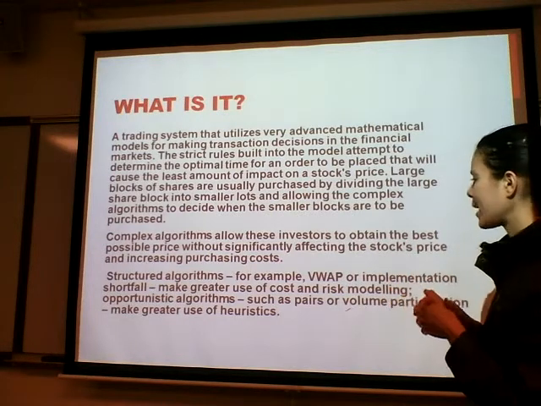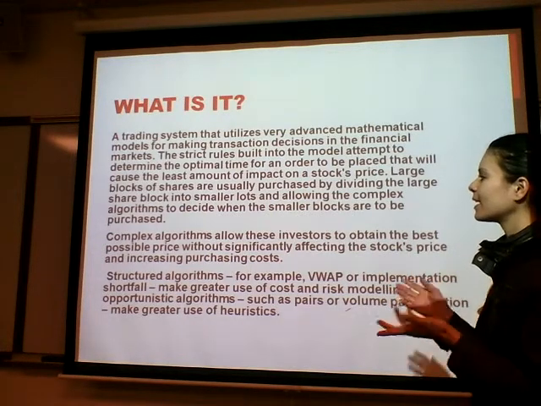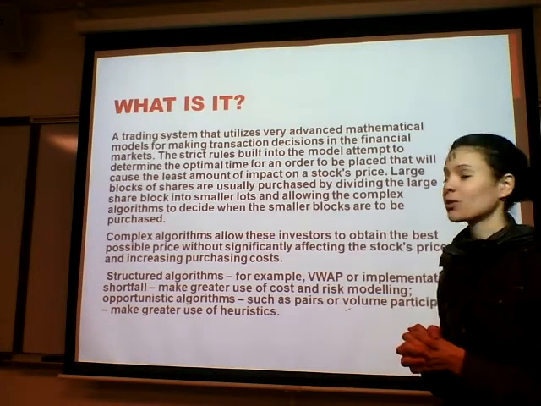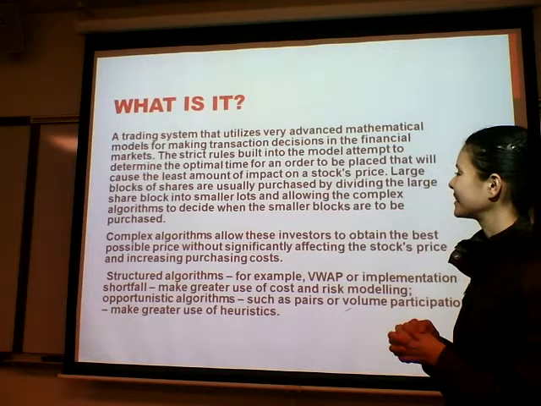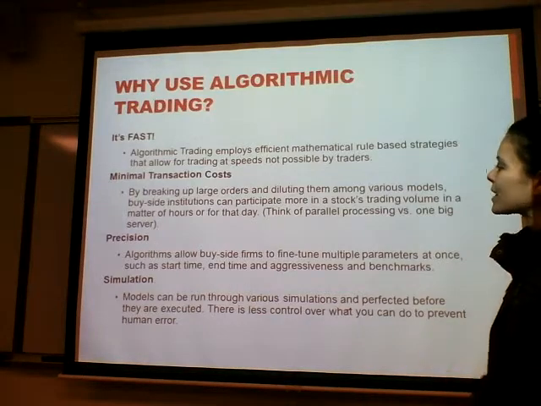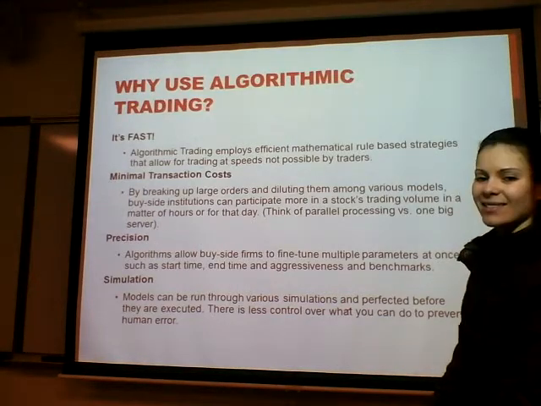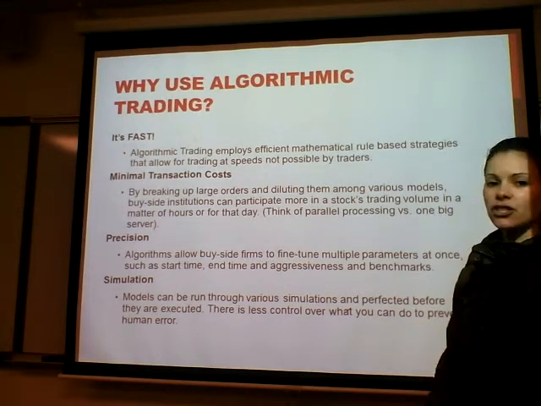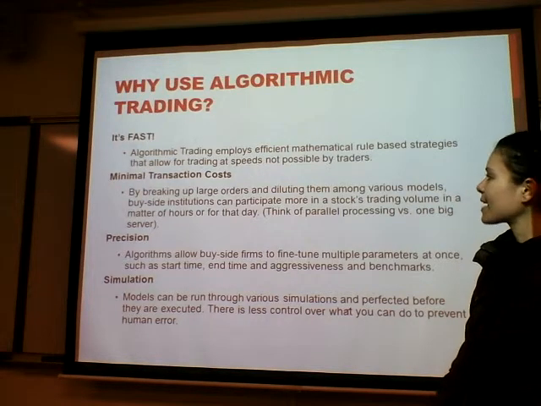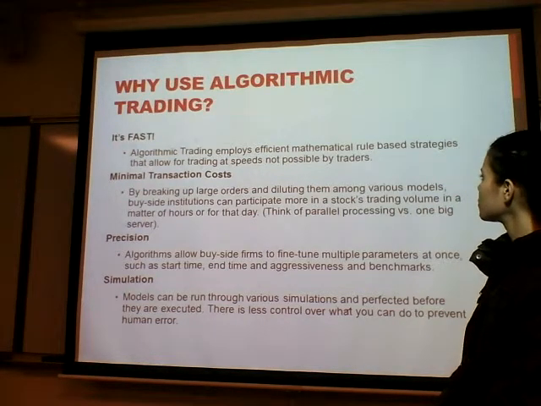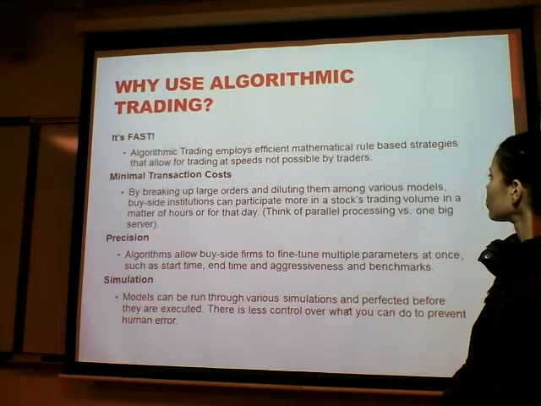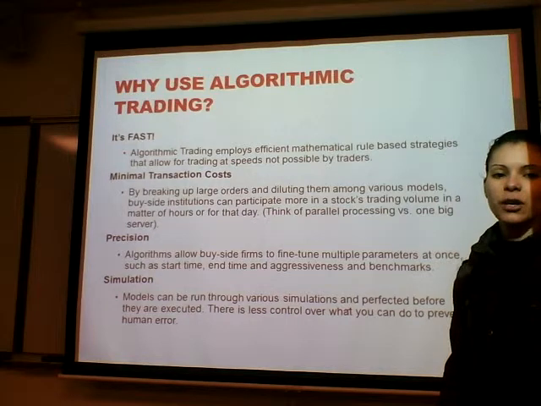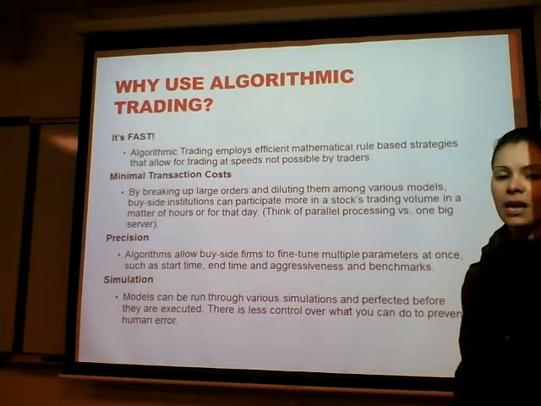What is it? So there's a lot of text here, but basically it's using mathematical models to trade instead of having a trader go out and buy stocks. Why do we use it? So it's fast. Algorithmic trading allows for you to build a model efficiently. It allows you to test models, and it allows for rule-based strategies that give you speeds not possible by having a trader go out to the market and look for a particular stock.